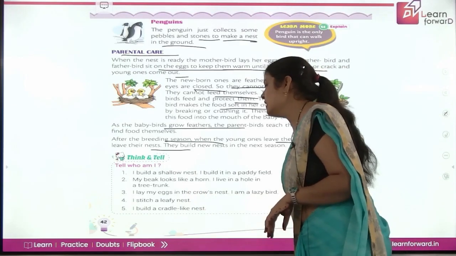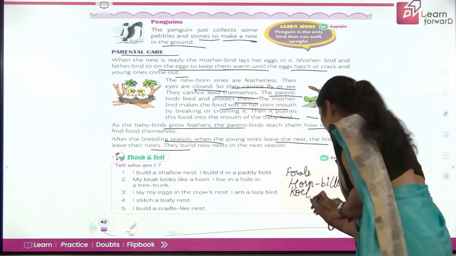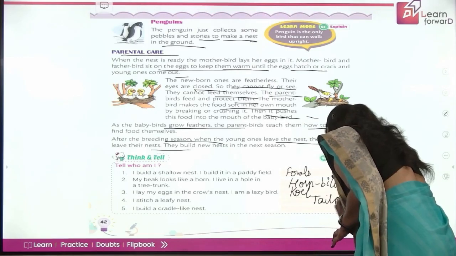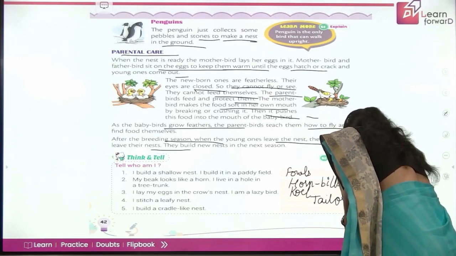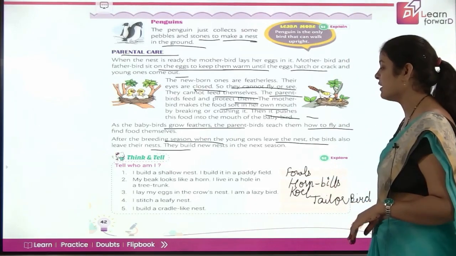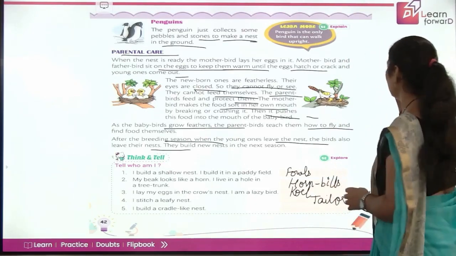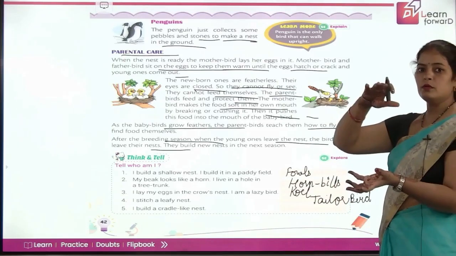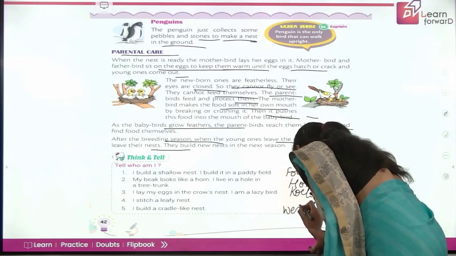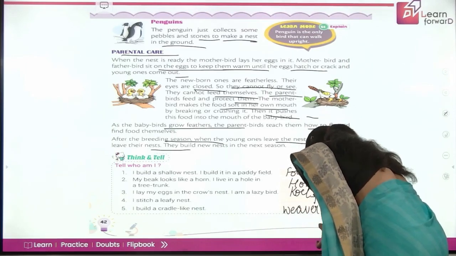I stitch a leafy nest. Very clear, tailor bird. The tailor bird stitches two big, large leaves to make a nest. Next is, I make a cradle-like nest. So remember cradle, a pot hanged upside down. That is a weaver bird.